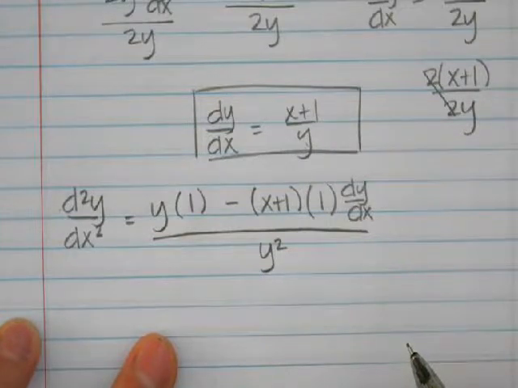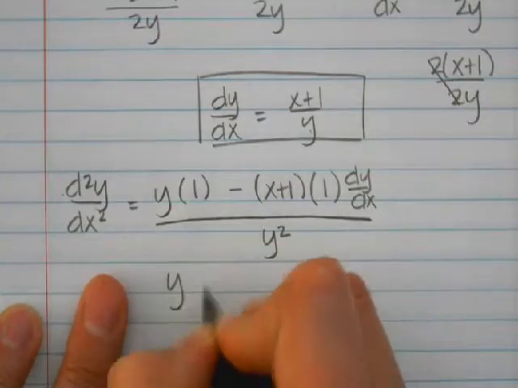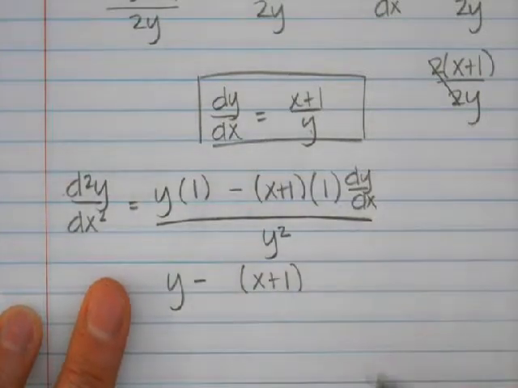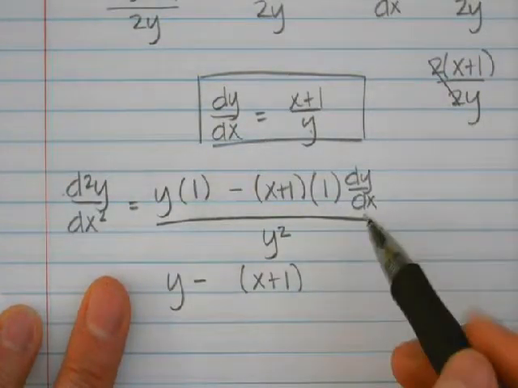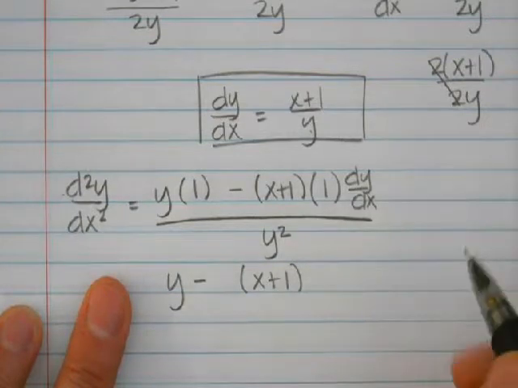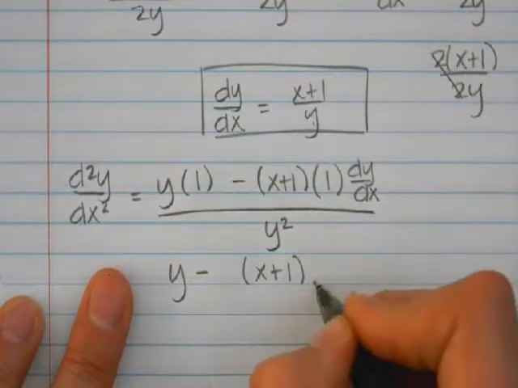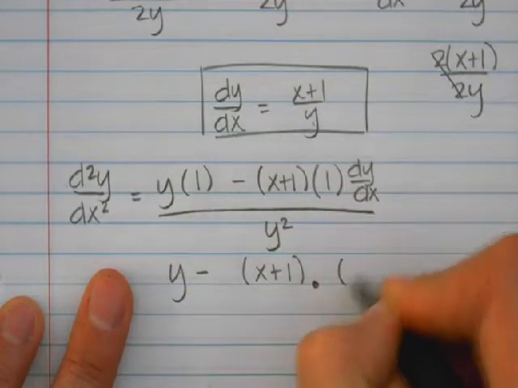Alright, so I've got y times 1 is y, minus I've got x plus 1 times 1 is just going to be the x plus 1. And then what do I do about this dy dx right here? Plug in what you got for dy dx. So instead of writing it again, I'm just going to write what it actually was.